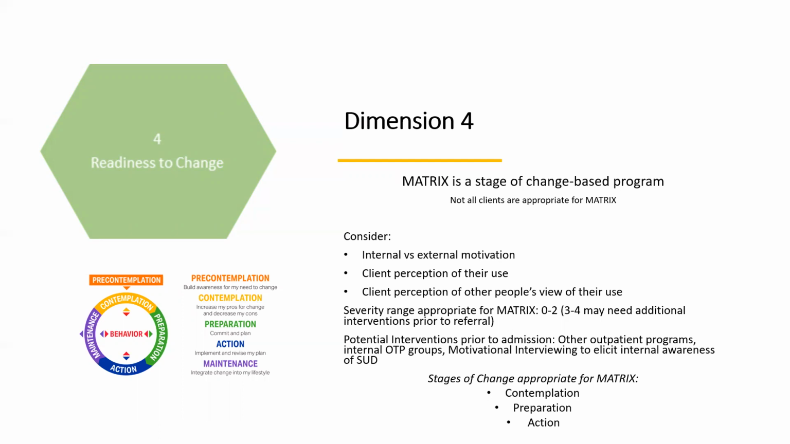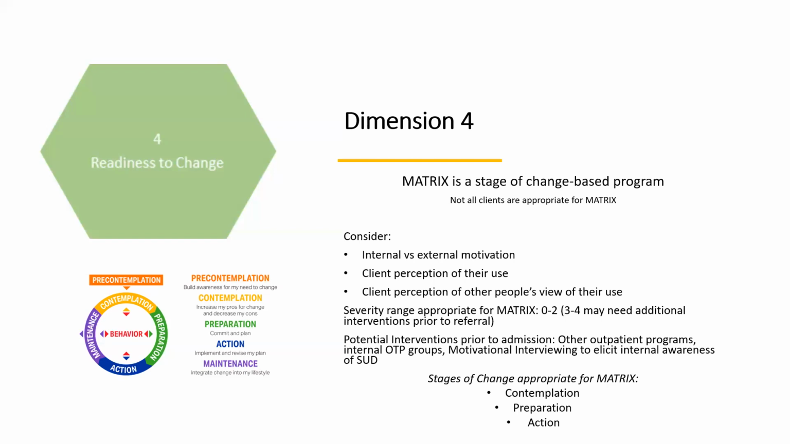The client's internal versus external motivation should be considered, as well as their own perception of their use and their perception of other people's views of their use. In other words, a client may be in denial that their use is problematic, but aware that their family sees it as a problem. Inversely, if the family culture has been one of use, the client may see their use as being a potential problem, but has family members that encourage continued use as a means of relating to the family dynamic.